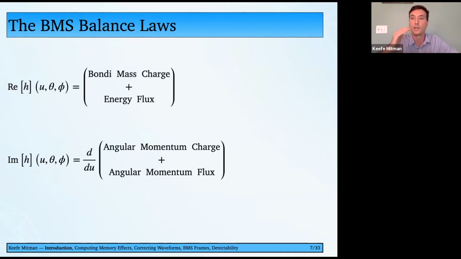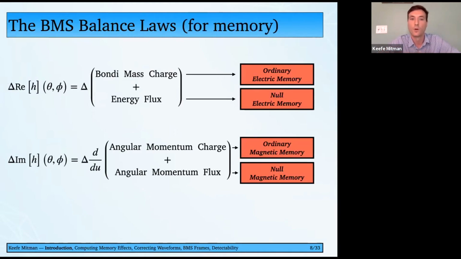It turns out that each of these four terms corresponds to a different type of memory effect. The terms for the real part of the strain are typically called electric memory, due to them having electric-type parity. The terms in the imaginary part of the strain are typically called magnetic memory effects, simply because they have magnetic parity. And then, relating back to the formulas introduced in the original work on memory, the memory associated with the charge terms is called ordinary, because it typically arises from unbound sources. The memory associated with the flux terms is called null memory.